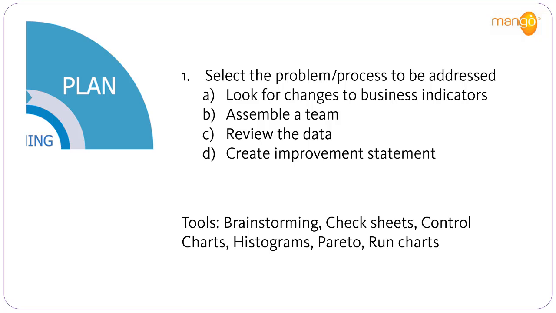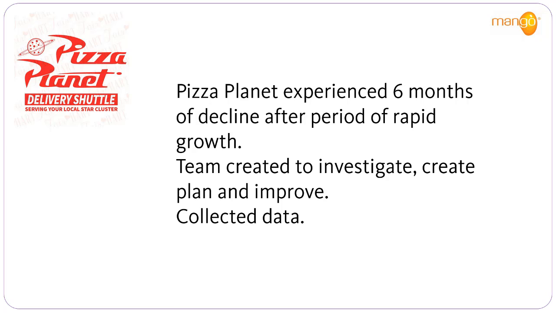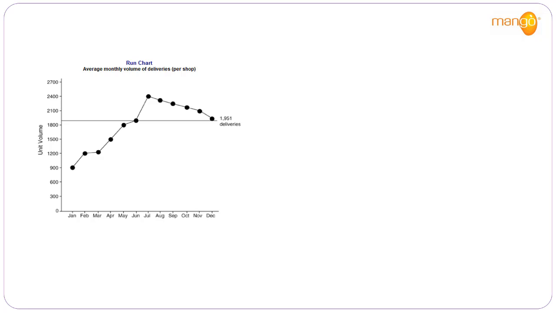So this is a particular company called Pizza Planet. They're a pizza delivery organization in America that experienced 6 months of decline after a period of very rapid growth. So the company was going really well, but after a period of time, it then had about 6 months of decline. A team was put together within Pizza Planet to investigate what's going on here, create a plan and make improvements. So the first thing you do obviously is you collect the data. Here's a run chart.